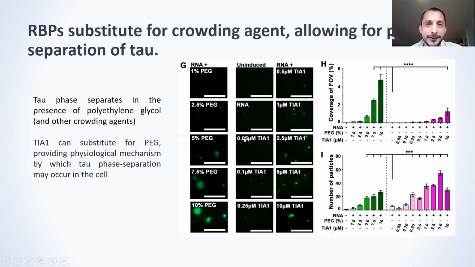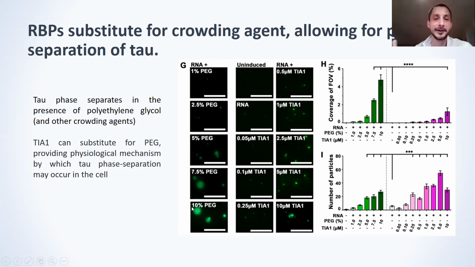So phase separation is a hot topic. It's a really neat phenomenon where you have a protein with an intrinsically disordered conformation that, under the right conditions, usually the addition of crowding agents, undergoes phase separation to produce droplets of liquid protein in vitro. And tau does this. So here is green labeled tau that in the presence of RNA and increasing concentrations of polyethylene glycol forms droplets of tau.